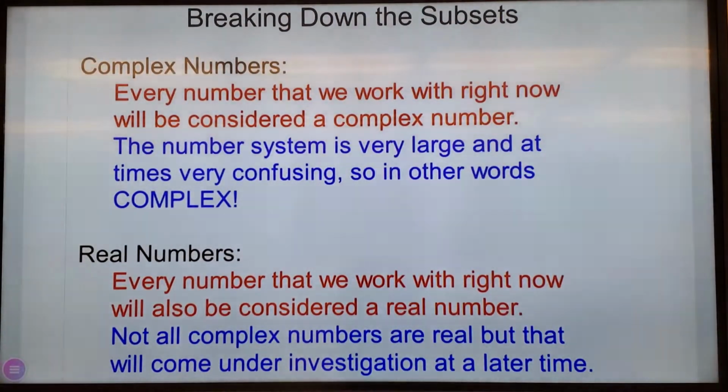So, breaking down the subsets. Again, I'm going to start from number 1 and go down to number 7. Number 1 was complex numbers. At this point of this curriculum, every number that we work with will be considered a complex number. This is a number system that is very large and at times very confusing. So in other words, it's complex.